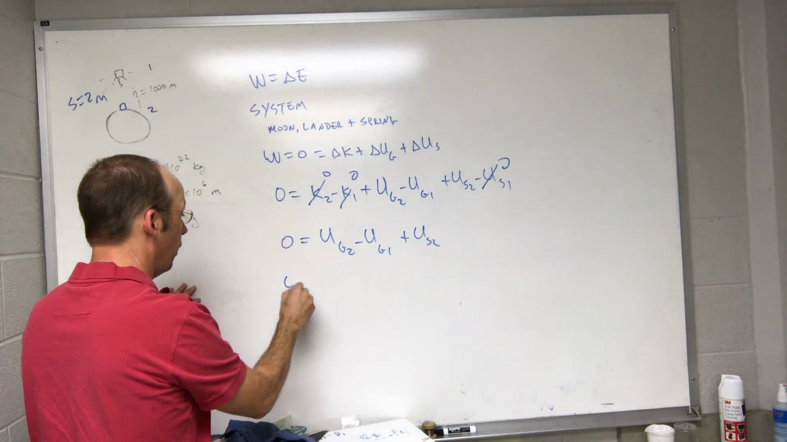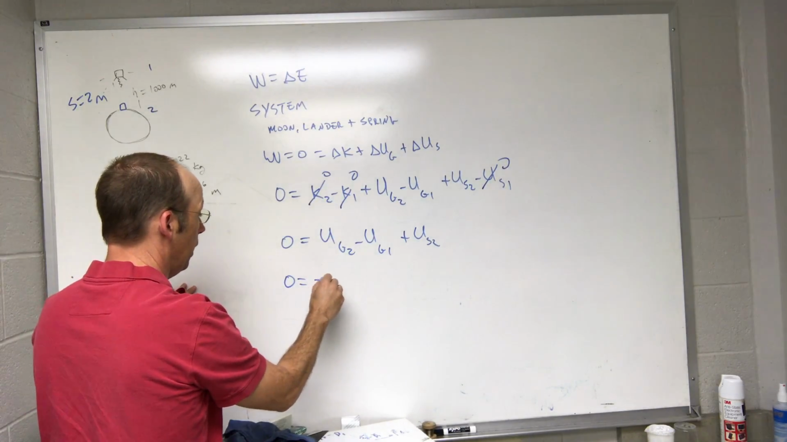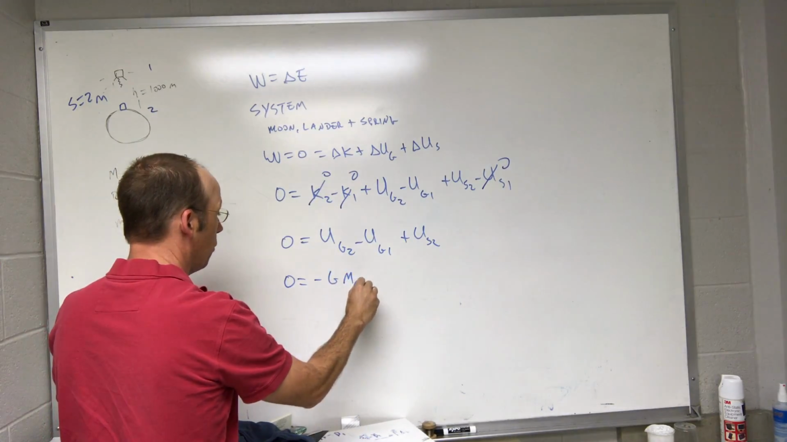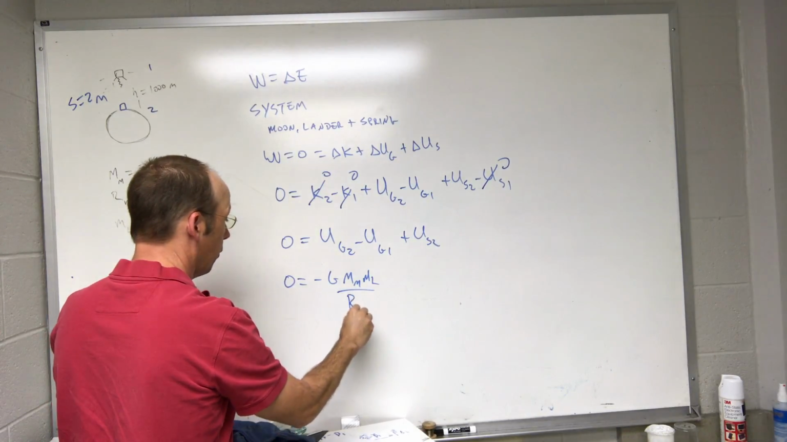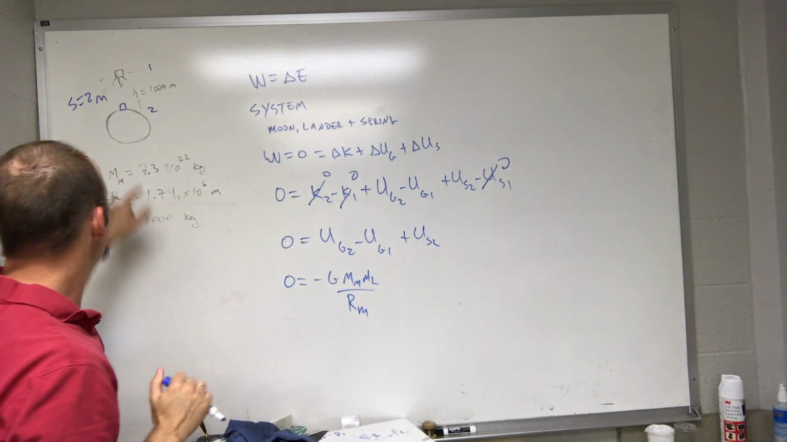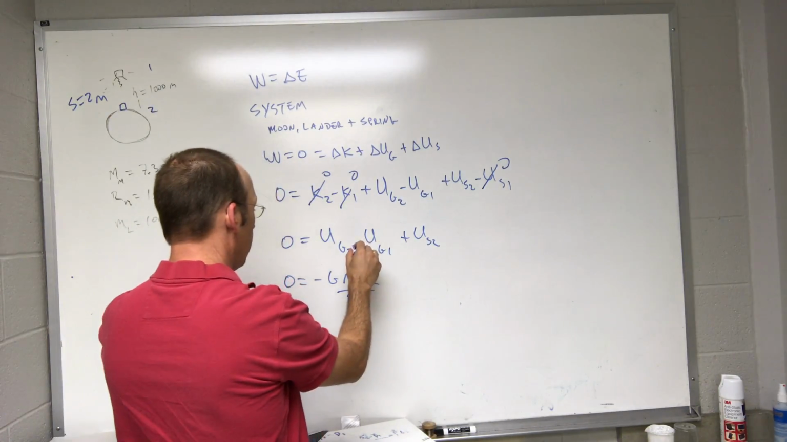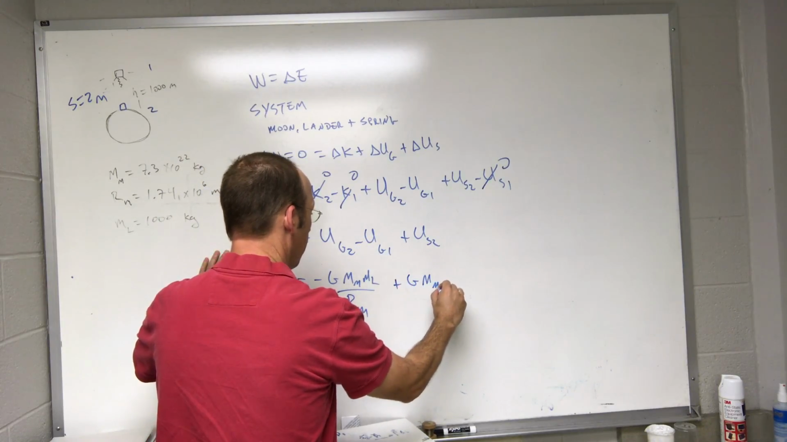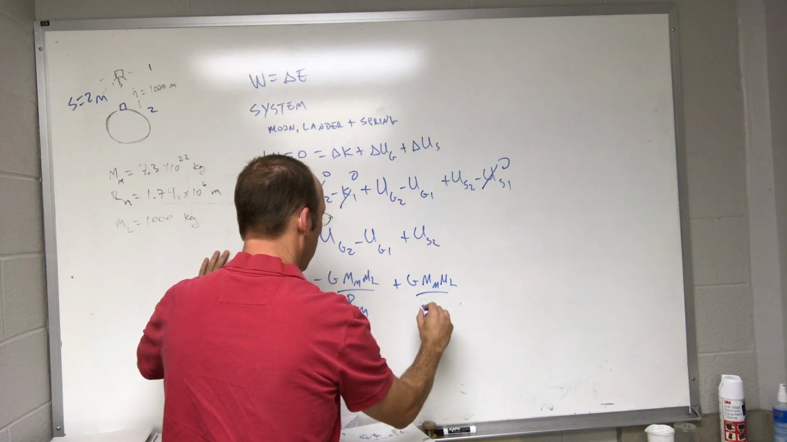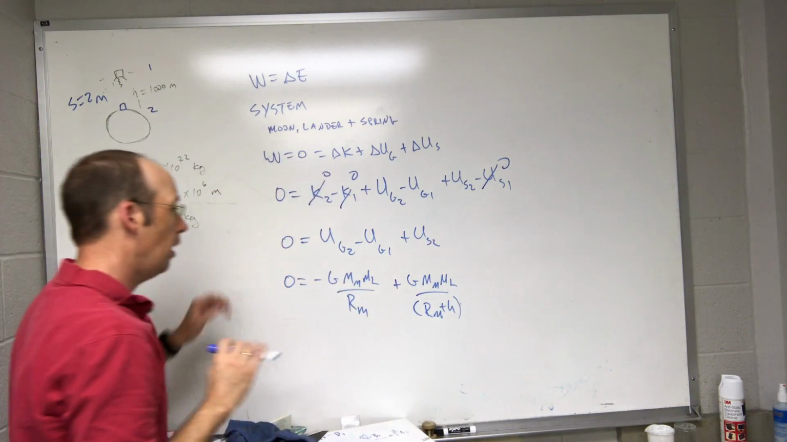So here I get 0 equals the final potential energy, which is going to be negative G mass of the moon, mass of the lander over the radius of the moon. Right? It ends up at the surface of the moon. And this one's going to be minus a minus, so plus G mass of the moon, mass of the lander over radius of the moon plus H.